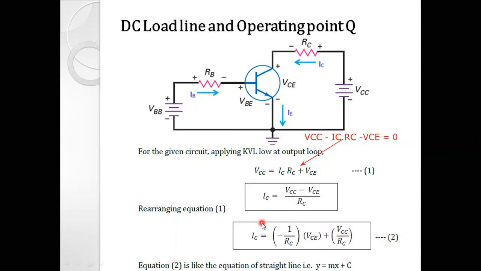This equation we are going to plot on the output characteristic. Can you just guess between which two parameters the output characteristic should be?